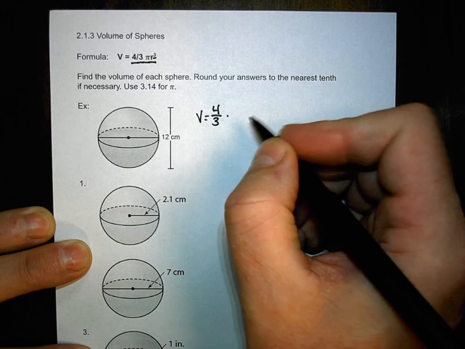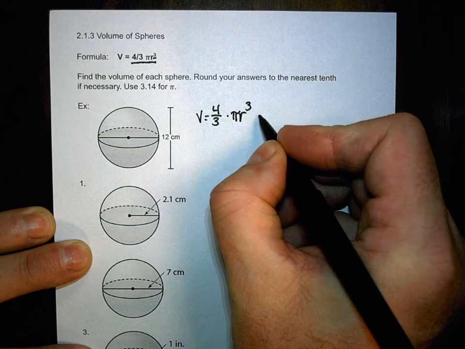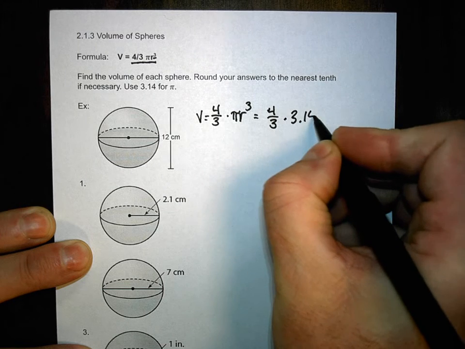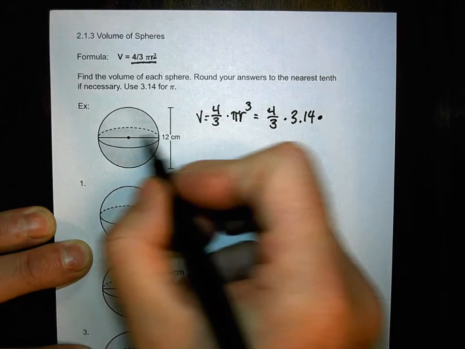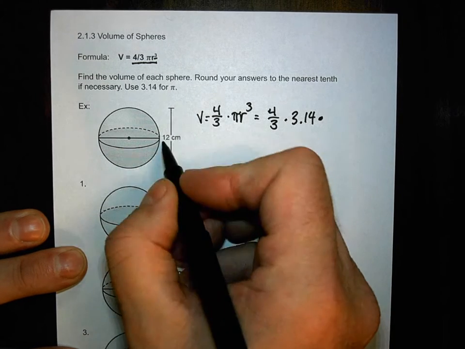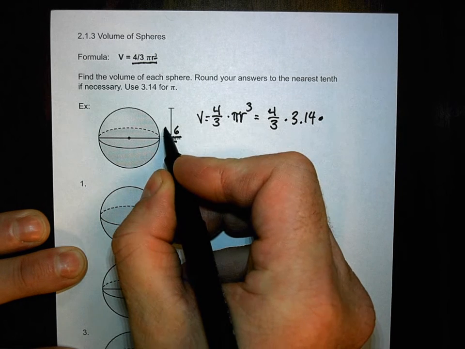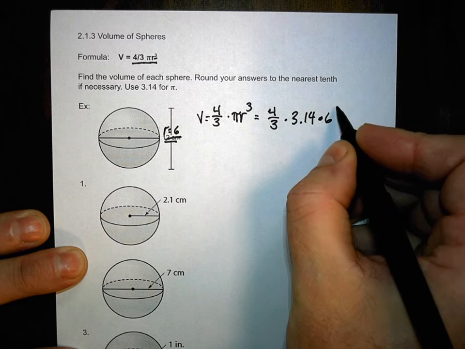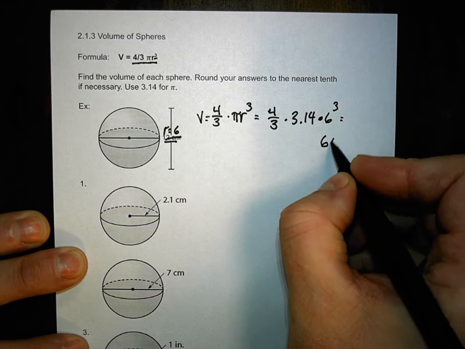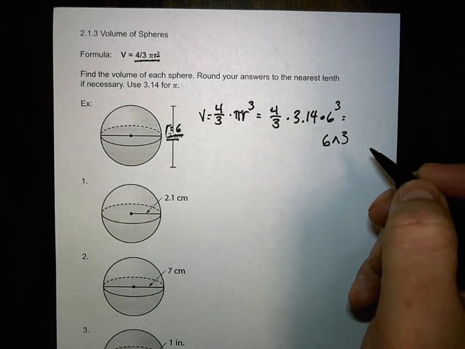4/3 times pi. What's pi? So 4/3 times pi r cubed. And that's 4/3, that's never going to change, times 3.14 times, what's the radius of this? Why do you say 6 and not 12? Because you have to divide it by 2, it's half. This is the diameter, right? So we need to cross that out and put 6, r equals 6. 6 cubed. Remember, on your calculator, you'll go 6 up caret 3. Oh, you cube on spheres. On spheres, you cube.